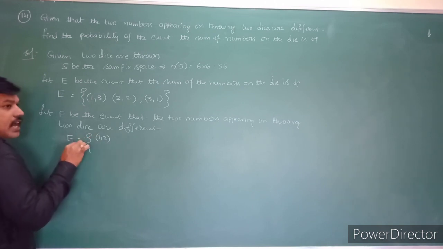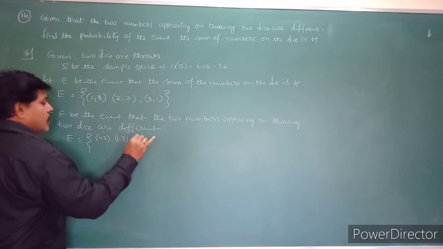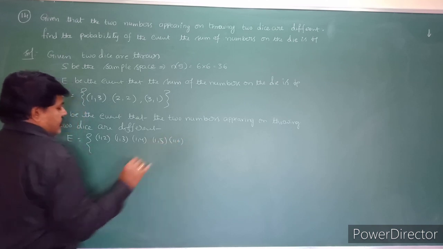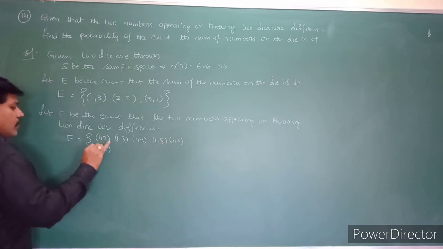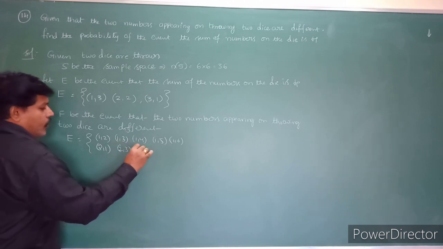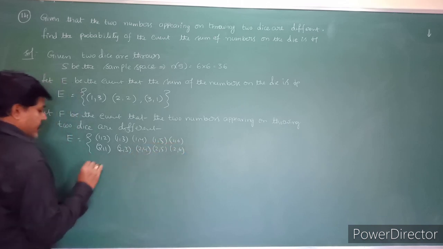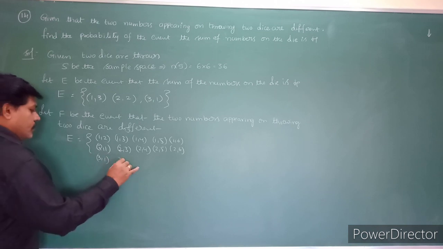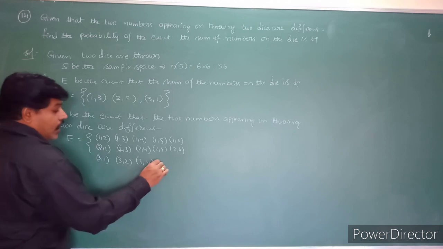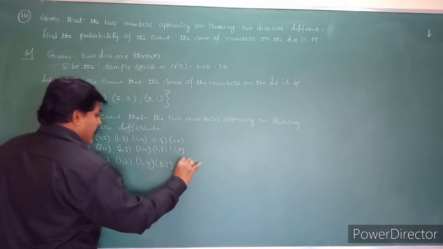So for F you have to start with 1 comma 2. Why? Because we can't take the same numbers 1 comma 1. Next 1 comma 3, next 1 comma 4, next 1 comma 5, next 1 comma 6. Start with 2 comma 1, don't take 2 comma 2, because the two numbers are the same. So you have to take 2 comma 3, 2 comma 4, 2 comma 5, 2 comma 6. Next 3 comma 1, 3 comma 2, 3 comma 4, not 3 comma 3, and so on, 3 comma 5 and 3 comma 6.